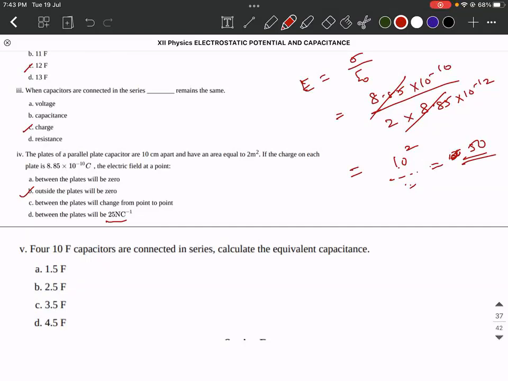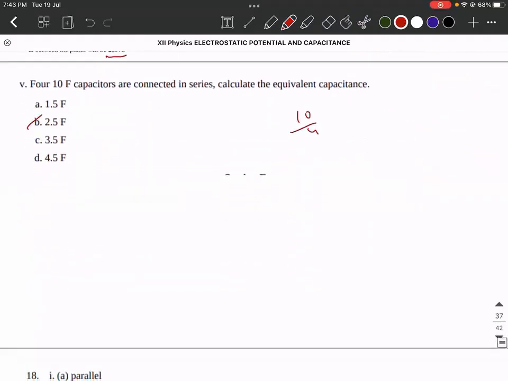So 4 capacitors of 10 farad are connected in series. Calculate the equivalent capacitance. So 10 by 4, 2.5. That's it.